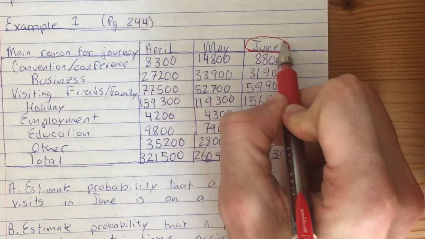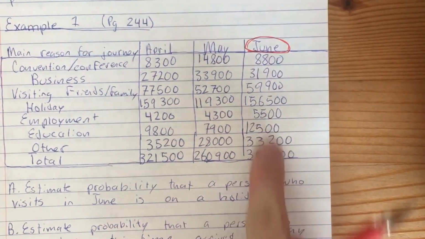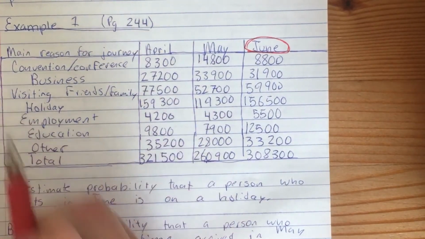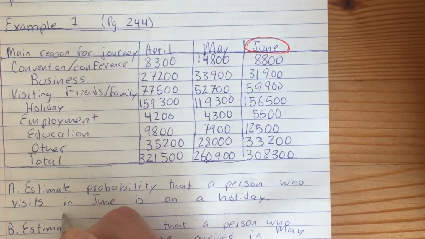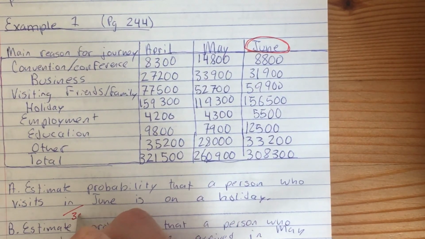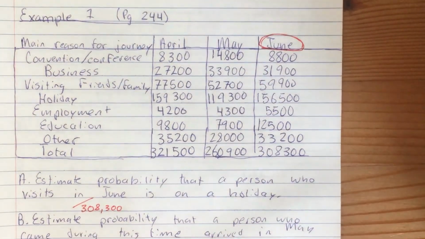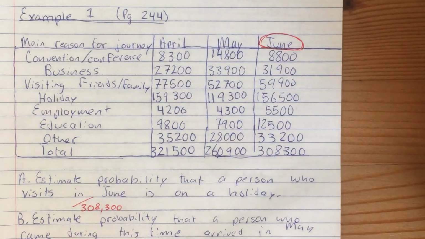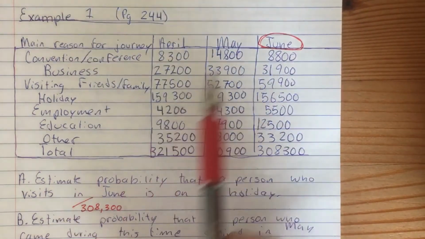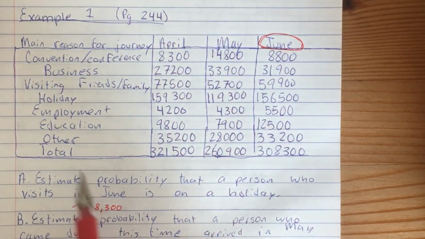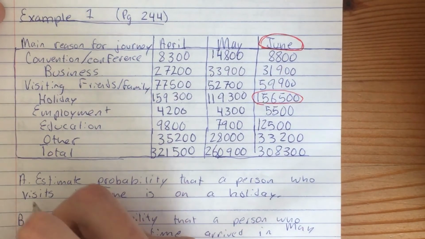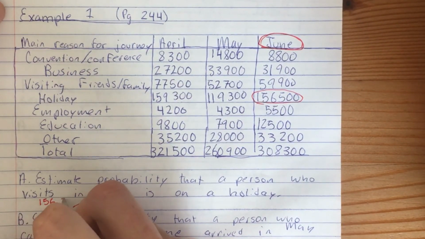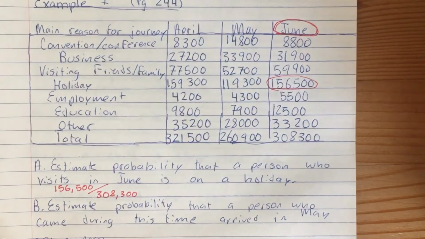So we're going to be working exclusively with these people. The denominator here is going to be 308,300. And then the number of people who are visiting, I believe it's Australia, on a holiday, let's see, there's a lot of people visiting Australia for a holiday here. So we've got 156,500 people.